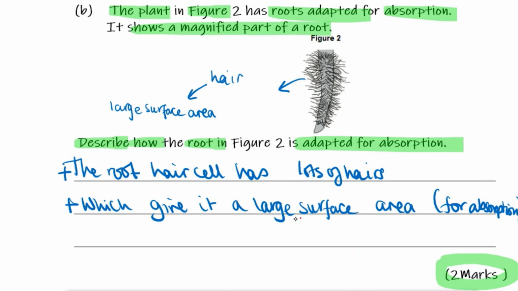The key word for today is surface area. Whenever you think of surface area, you should think of exchange surfaces. When you think of exchange surfaces, if you think of large surface area to volume ratio, we should think of effective absorption.